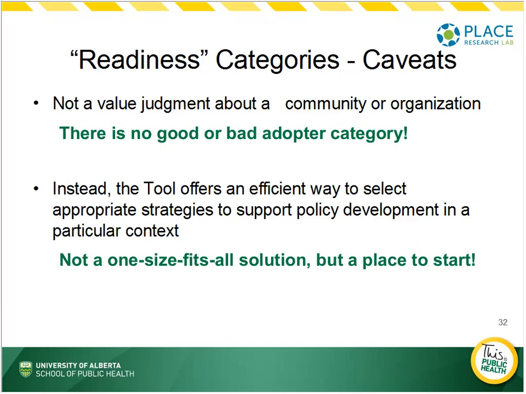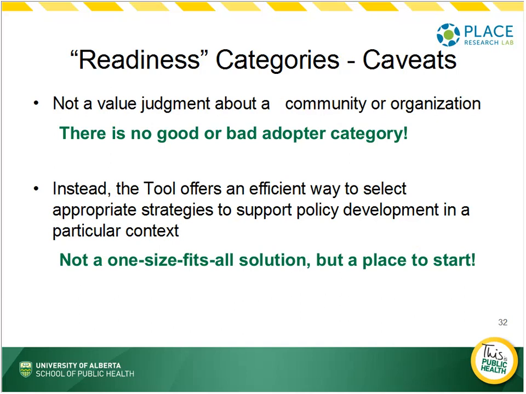So just a couple of other caveats is that when you're talking about readiness and whether somebody or an organization is an innovator or a later adopter, this is not a value judgment about that community or organization. There's no such thing as a good or bad adopter category. There's not extra points for being an innovator, and there's not extra points for being later in the process. It just is talking about relative tolerance for risk and relative timing of adoption.